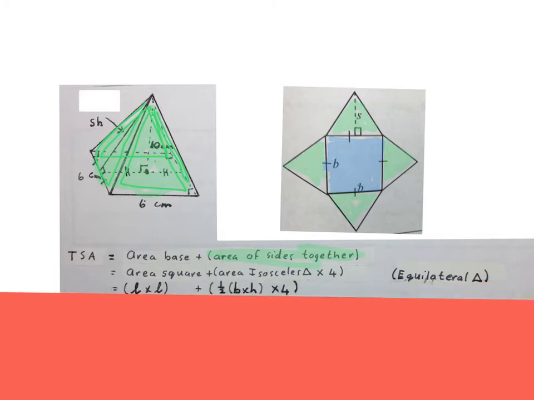Now, the area of a square is length times length, or length squared, and the area of a triangle is half base times height, and that we must times by 4. If you now fill in all these values, the length is 6 times 6 for the square, and then we're going to use that triangle. It's going to be a half. The base is going to be 6. We don't have the slant height there yet. Then times 4, which we have.